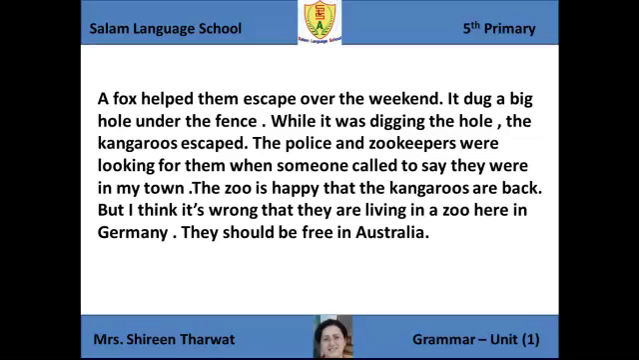It dug a big hole under the fence. While it was digging the hole, the kangaroos escaped. The police and zookeeper were looking for them when someone called to say they were in my town. The zoo is happy that the kangaroos are back, but I think it's wrong that they are living in a zoo here in Germany. They should be free in Australia.